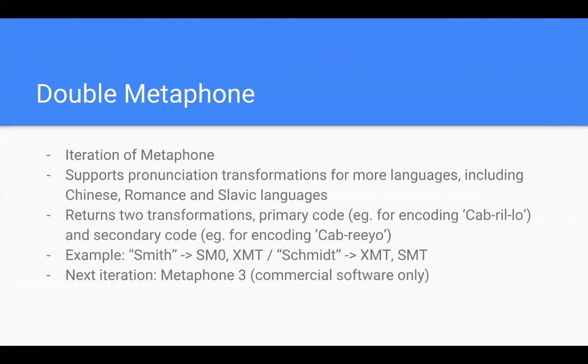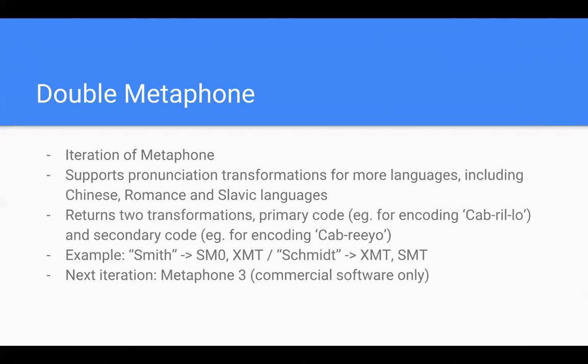What we use is double metaphone, which is an iteration of metaphone. It's more complex rules, essentially, but it has support for more languages. So you have support for Chinese, Romance, and Slavic languages. So for mistranscriptions of those types of names, they can sort of be corrected using matchings from double metaphone.